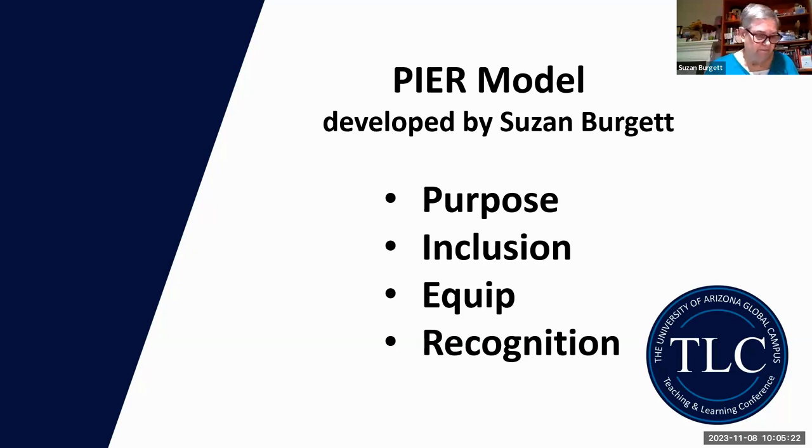The PIER model is purpose, inclusion, equip, and recognition. Purpose is that, in creating volunteer satisfaction, volunteers need to know that they are serving a purpose. Volunteering gives them a purpose, and that's important. They need to feel like they have a purpose, but they also need to serve a purpose, and they need to know what they do, where it fits into the big picture.